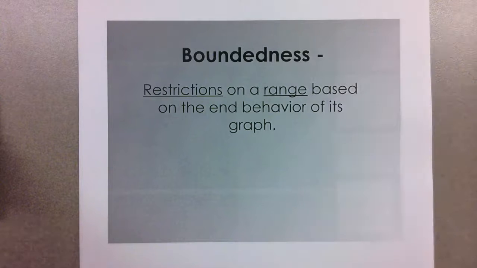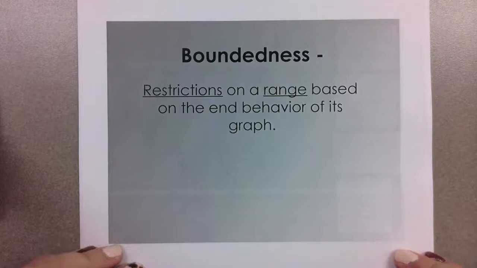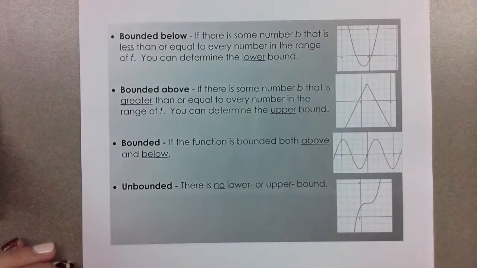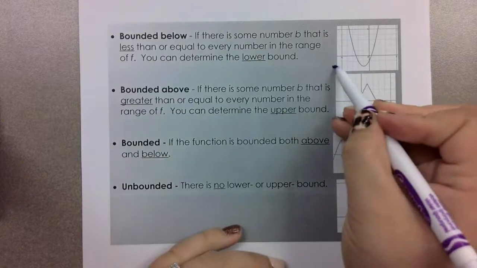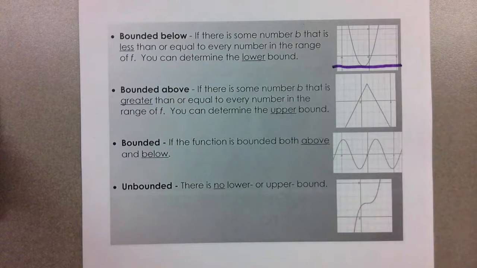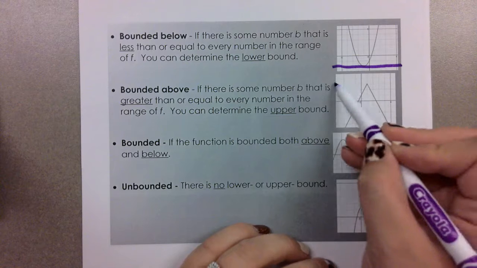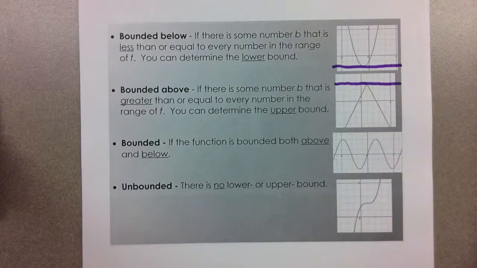Now let's talk a little bit more about boundedness. Boundedness is just restrictions on the range based on the end behavior of the graph. If you're bounded below, there's some number that is less than or equal to every number in your range. You can determine the lower bound. This graph is bounded below by y equals -2. You're bounded above if there is some number b that is greater than or equal to every number in the range. You can determine the upper bound. This graph is bounded above by y equals 3.